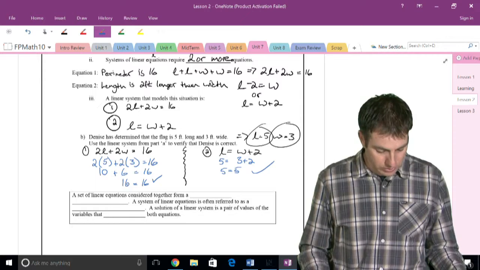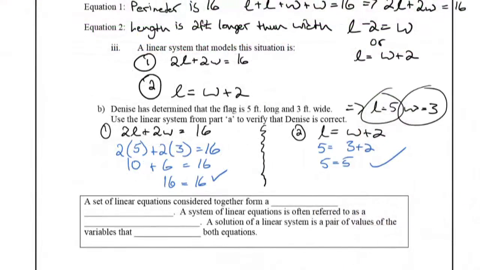A linear set of equations considered together form a system of linear equations. Let's just not worry about this for now. Let's maybe look at 2 more, and then we will finish up.